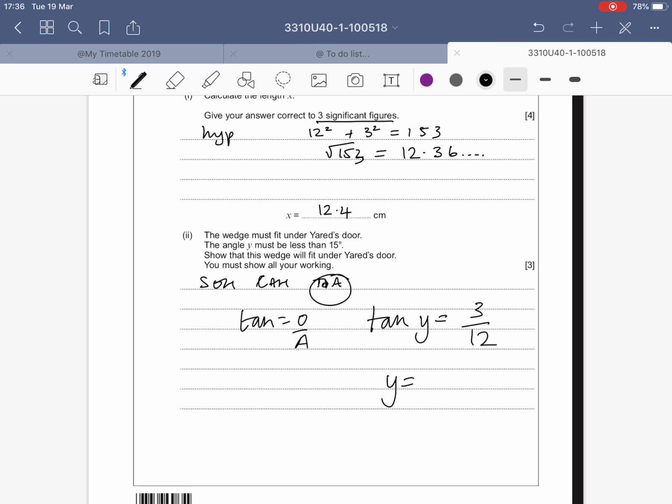To get the y on its own, I've got to shift the tan, which appears on your calculator as tan to the minus 1. Type that into your calculator so that you can get to your value. And that comes out as telling me that the y angle is actually 14 degrees, which is less than the 15 degrees that is the maximum, so that's going to fit under the door.